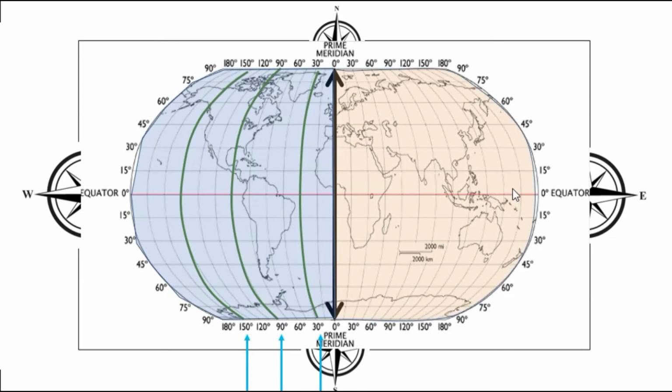Now let's take a look at the eastern hemisphere. Same thing. Maybe you can see where I'm going with this. This entire longitude line is called 60 degrees east because it's in the eastern hemisphere and it's east of the prime meridian. This line here, you can see 120 degrees. That entire line is called 120 degrees east.